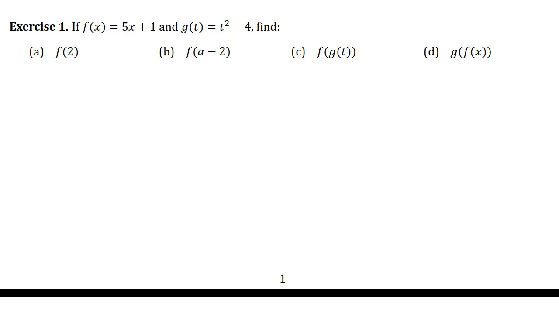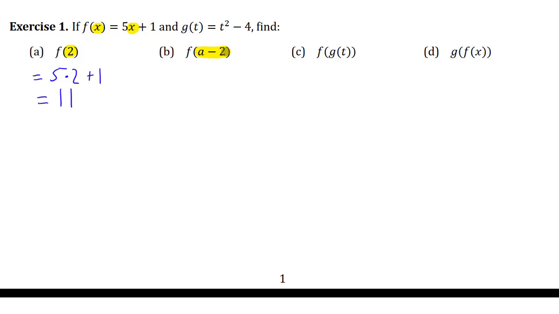Okay, so now that you have at least tried these, let's see the answers. So first of all, f of 2, this is just basic function notation. It just means that instead of x here, we're replacing that with 2. So f of 2 will be 5 times 2 plus 1, and that will work out to 10 plus 1, also known as 11.